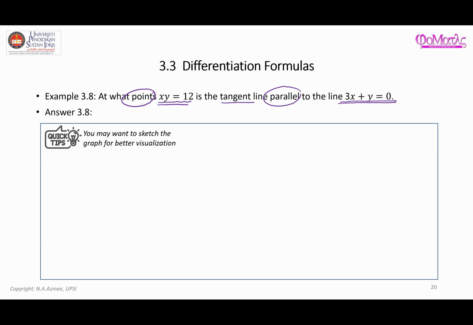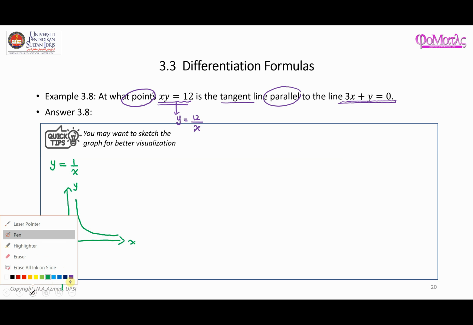If you look at this curve, xy equals 12 is the same thing as y equals 12 over x. Based on this function, you can recognize that its basic function is y equals 1 over x, and we know how this function looks based on what you have seen in chapter 1. So this function is going to look like this.